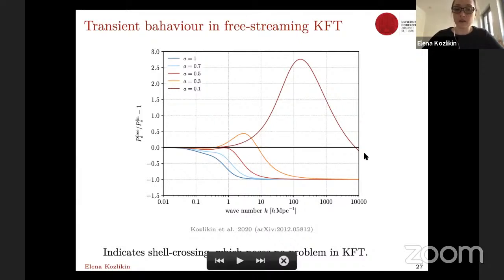And what we can see is that at early times, so this is the free power spectrum compared to the linear one. We can see that at early times we have a build-up of structures on small scales, and this bump will propagate in time to larger scales, but at some time it will also be washed out. This build-up of structures and then them being dissolved later on indicates shell crossing, which in KFT is not a problem because we work in phase space.